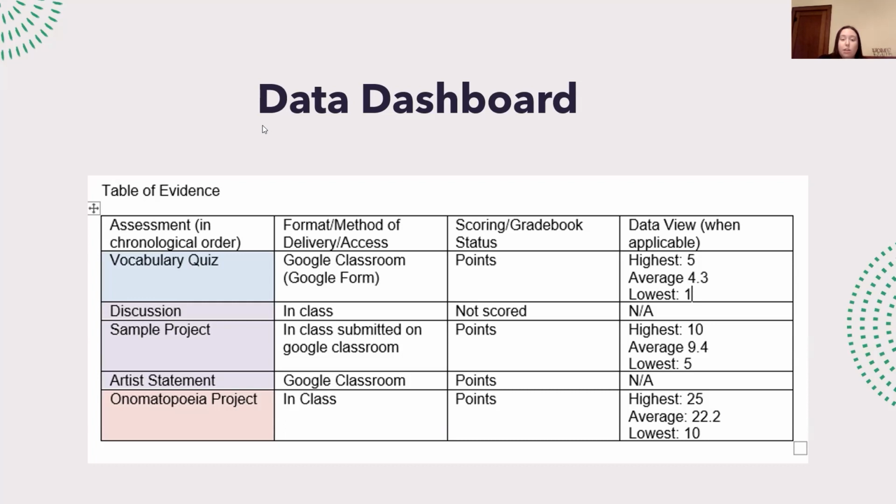Their artist statement, they would write in Google Classroom. They have their prompts up there. I tell them how long I would like it. I give them some questions to answer, and I would like it in 12 Times New Roman, double spaced. And that is also for points. And their big project, the onomatopoeia project, takes place solely in class, but they will submit pictures on Google Classroom, and that is also for points. And if you looked at the data view, I did statistically what I believe would happen in a class of 20 students, and then these would be the grades.